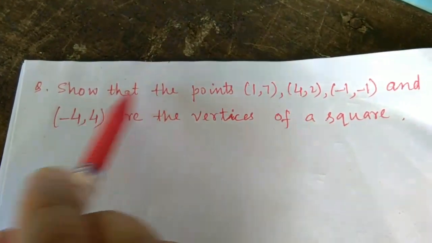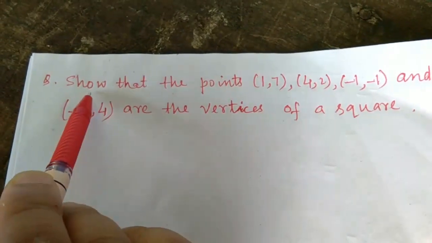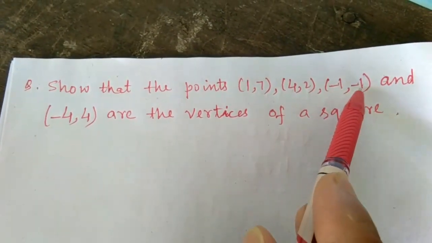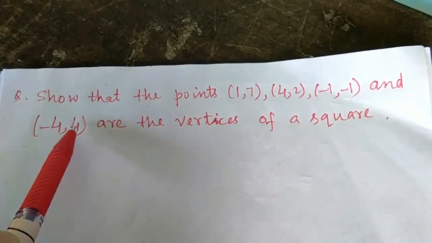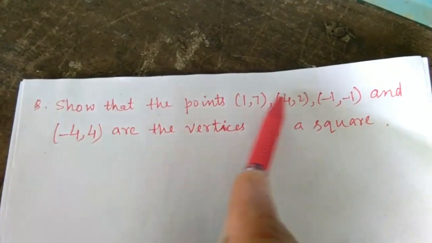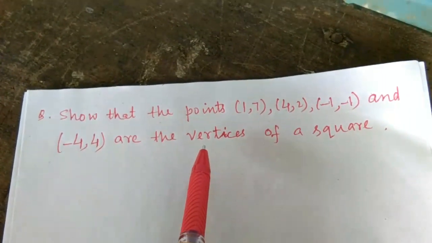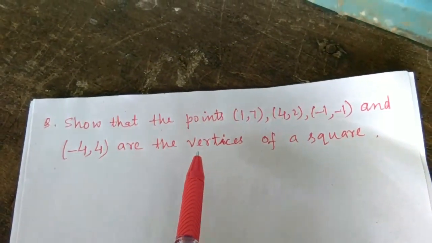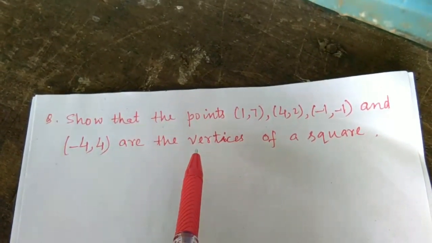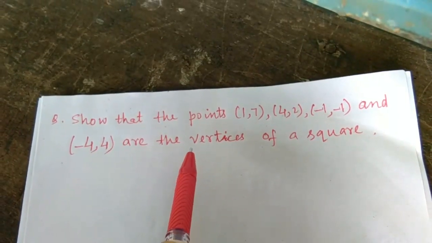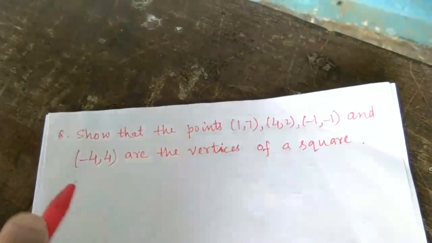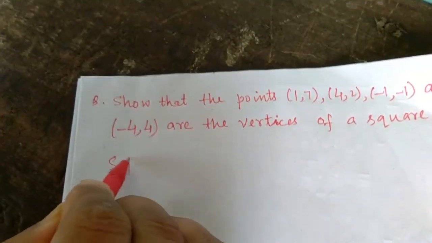So one example question I am doing, okay, and this is the last question for today. Show that the points (1, 7), (4, 2), (-1, -1) and (-4, 4) are the vertices of a square. How to check that these points are the vertices of a square? In my first class I gave you some notes, okay, like this. 4 points A, B, C, D will be a square if AB equal to BC equal to CD equal to DA. That means all the sides are equal and diagonals are equal. Clear? So let me show you how to check.